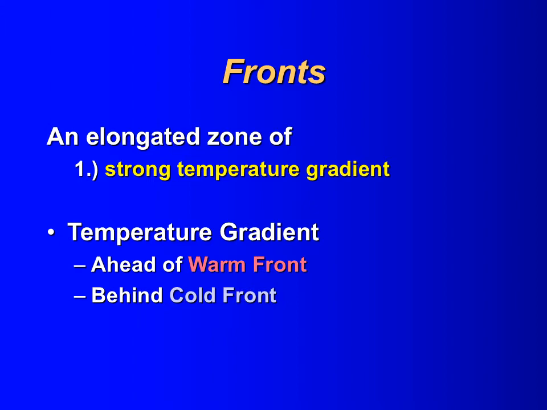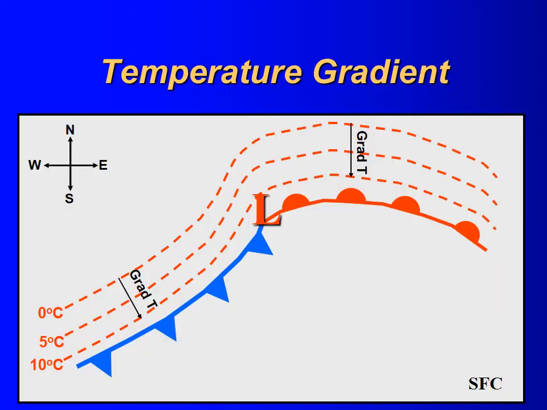And the gradient, or the change in temperature, occurs ahead of warm fronts and behind cold fronts, which can be somewhat confusing. Most people understand the concept of temperature change behind a cold front, but ahead of a warm front? That actually does happen. This is a representation, looking down on a weather map, of what a warm front and a cold front temperature gradients would look like.